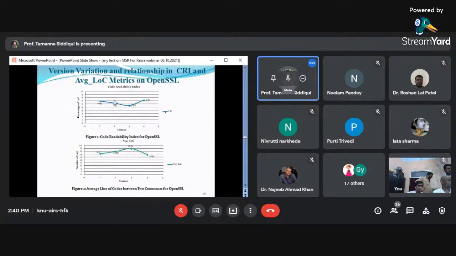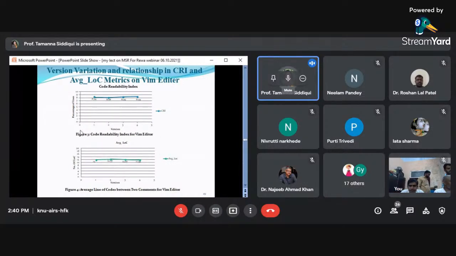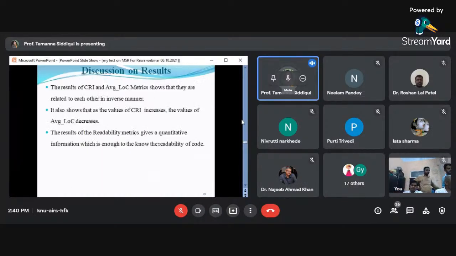The meaning is that if the value of CRI is less, it means the code is less readable. If it is less readable, then the average lines of code between two comments will be high. That's why the code is not more readable. The lines of code between two comments are high. This is for the other repository, the Vim editor, same kind of thing.